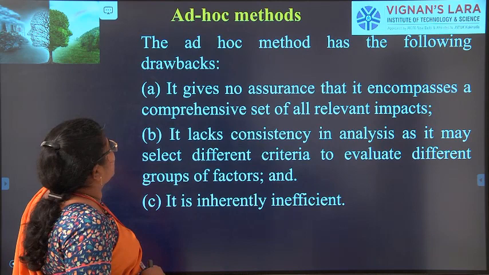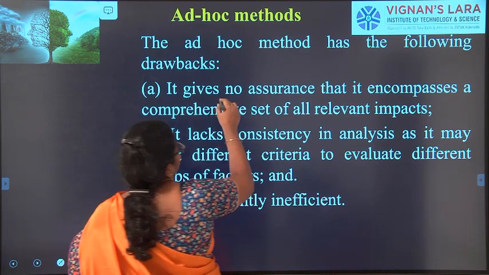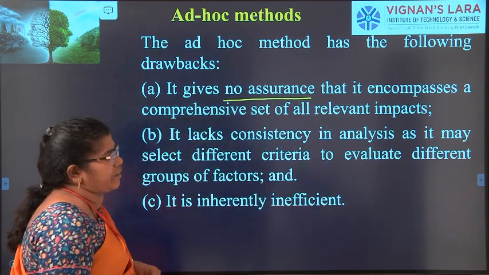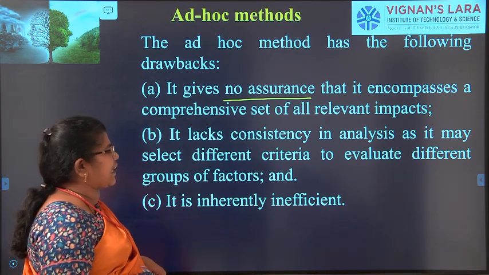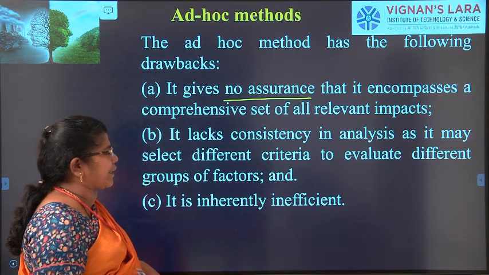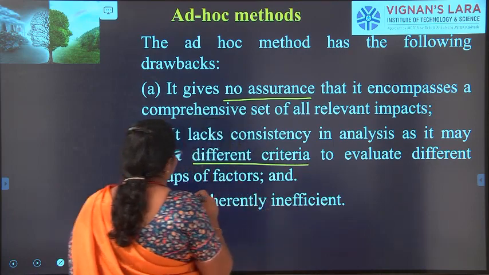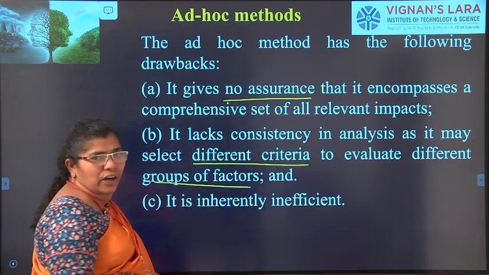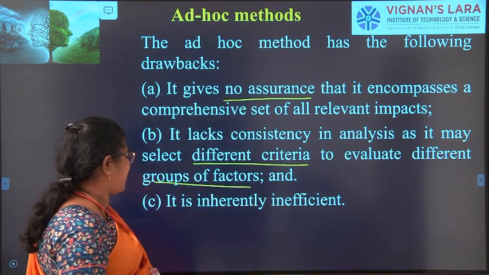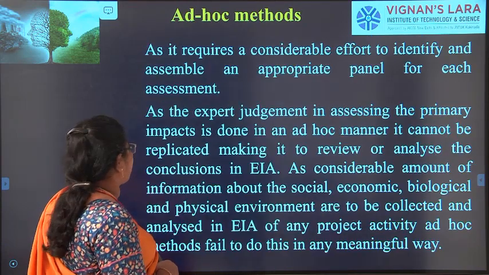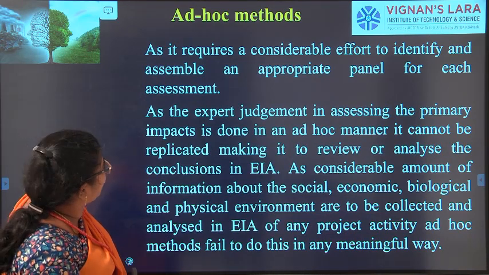Right? So the following are the drawbacks of the ad hoc method. It gives no assurance, so the confidence level cannot be achieved. It does not encompass a comprehensive set of all relevant impacts. It lacks consistency in analysis, as it may select different criteria to evaluate different groups of factors. So different criteria will be taken, not a single criterion. Randomly, we will be taking them here and there. It is an inherently inefficient method. And it requires considerable effort to identify and assemble an appropriate panel for each assessment.